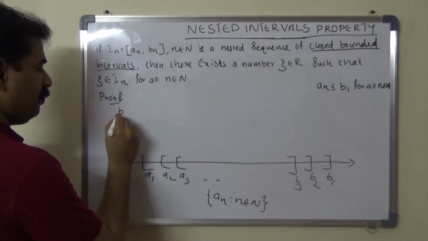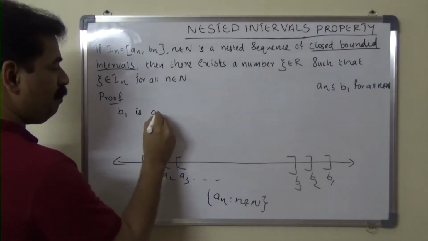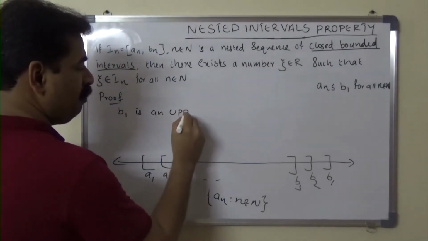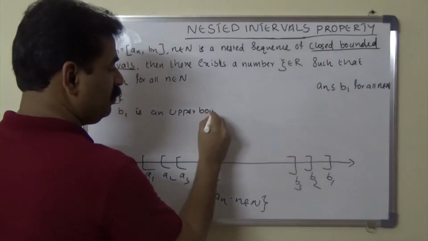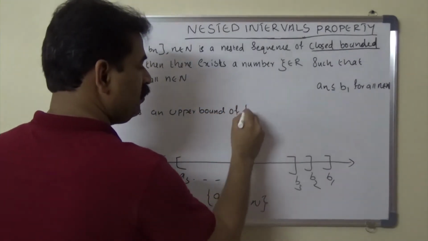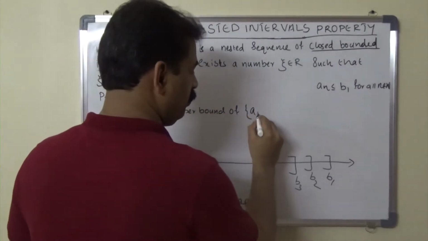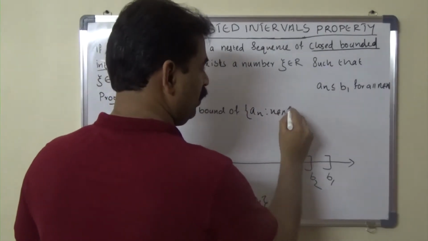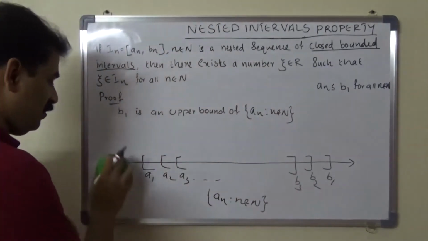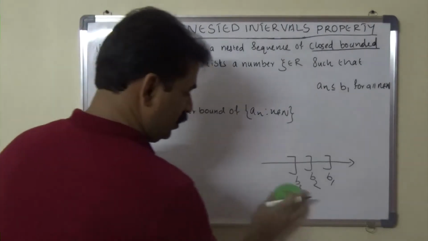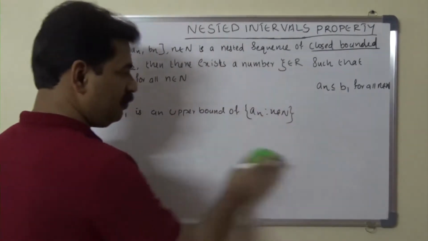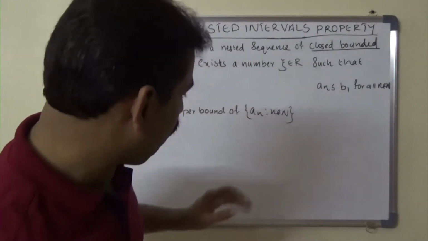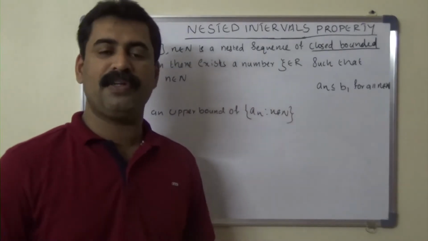So here we can write b1 is an upper bound of the set of all an such that n belongs to capital N. Clear? Next, here we will apply the supremum property of R.